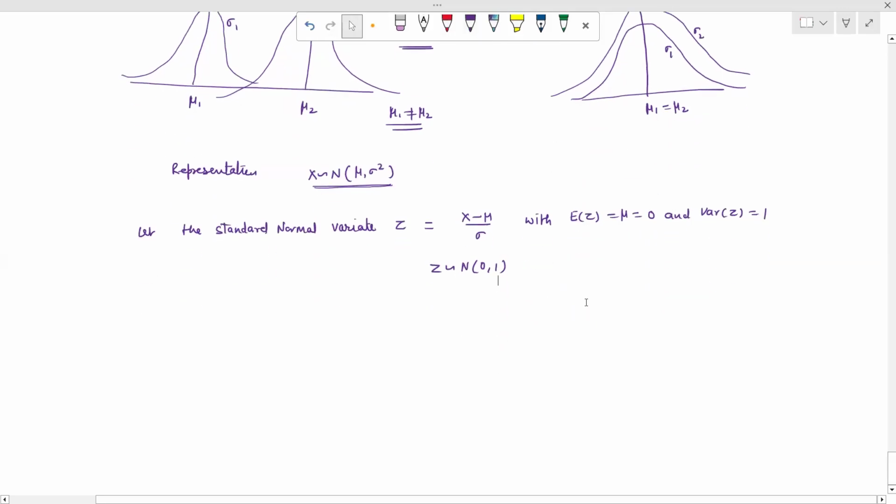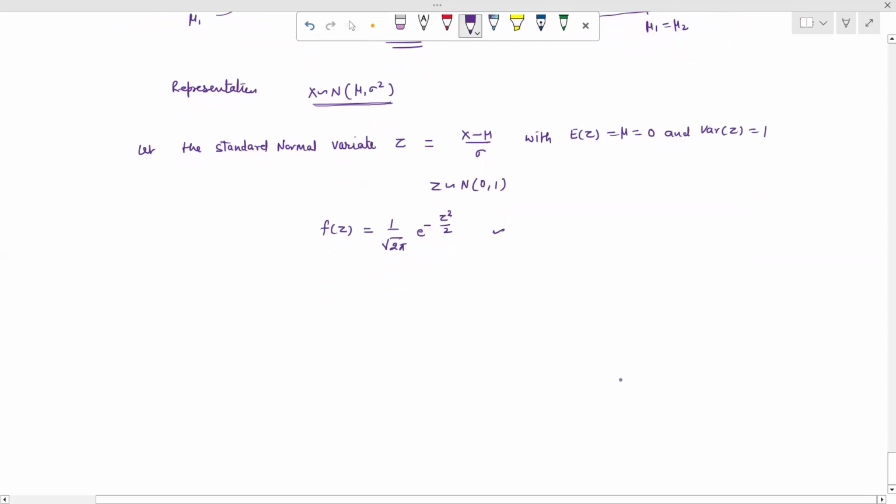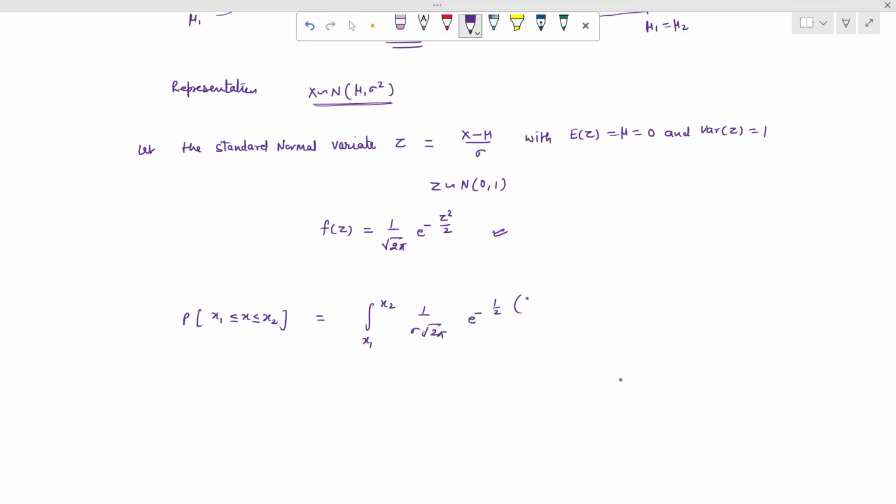So we can represent the probability density function in terms of z. This can be represented as f(z) is equal to 1 upon root 2 pi e raised to the power minus z square upon 2. So this is for the standard normal variate z. Now, when we are going to calculate the probability of the interval x1 to x2, that means a finite interval is given, we can calculate it as integration from x1 to x2 of f(x) dx, that is 1 upon sigma root 2 pi e raised to the power minus 1 upon 2 (x minus mu upon sigma) to the whole square dx.